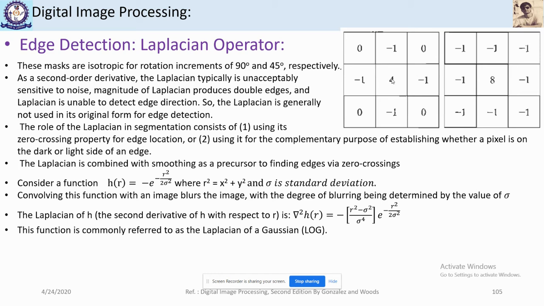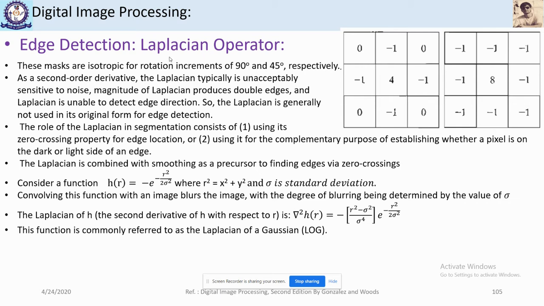Here the center pixel has the weight 4 and these orthogonal pixels have the weight -1 and these pixels have the weight 0. And another variant of this is where the center pixel has the weight 8 and all remaining neighbor pixels have the weight -1. Here we see that the sum of all the coefficients in this mask is equal to 0 and the sum of all the coefficients in this mask is also equal to 0, which results in a 0 response in the constant gray level.